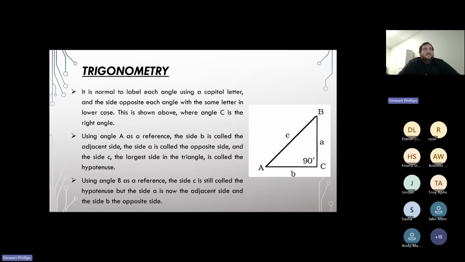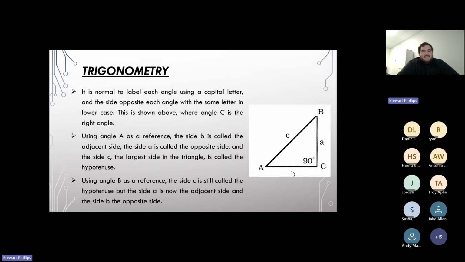So we normally label each angle using a capital letter, and the side opposite each angle with the same letter in lowercase. This is shown in the picture where angle C is the right angle. Using angle A as a reference, the side B is called the adjacent side, the side A is called the opposite side, and C, the largest side, is always the hypotenuse. If we use angle B as a reference, side C is still called the hypotenuse, but the side A is now the adjacent side, and side B the opposite side.